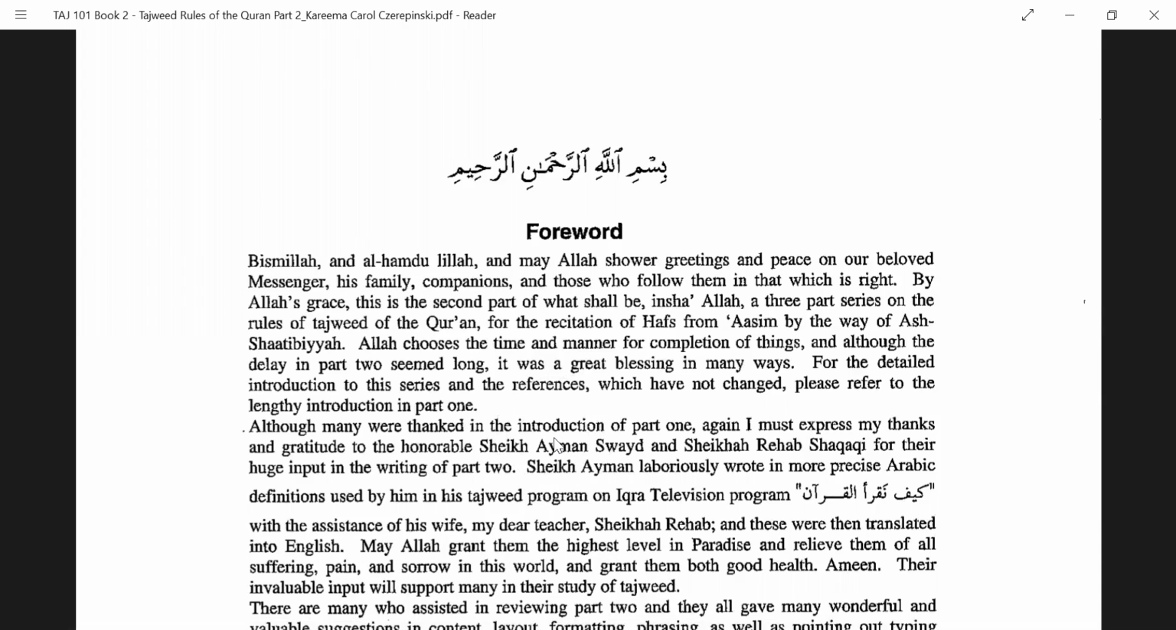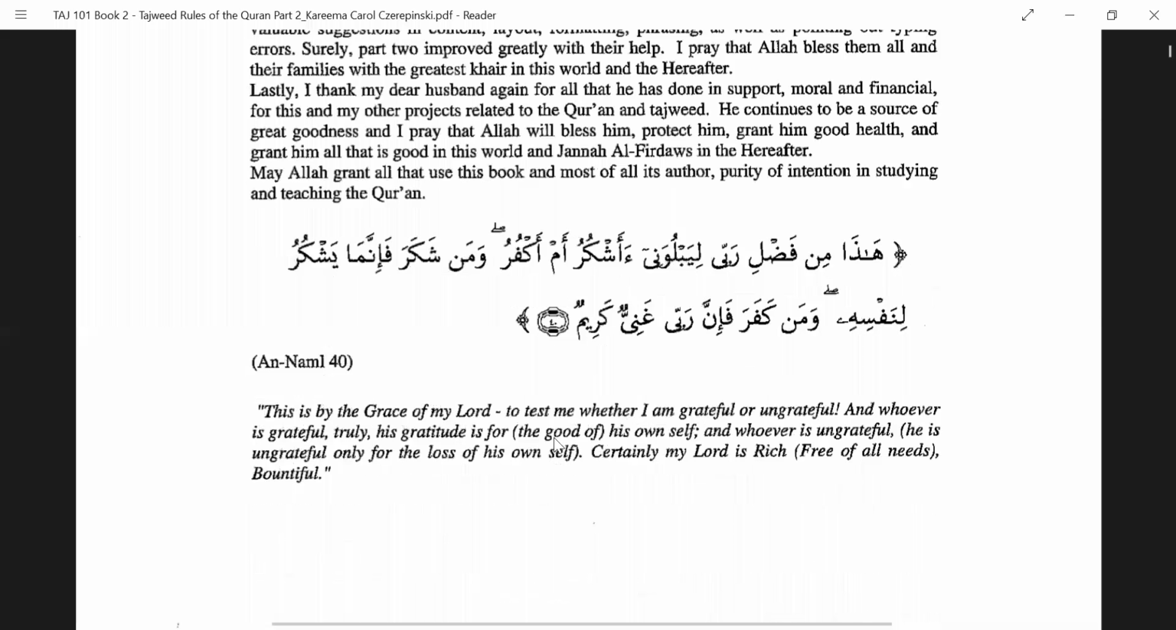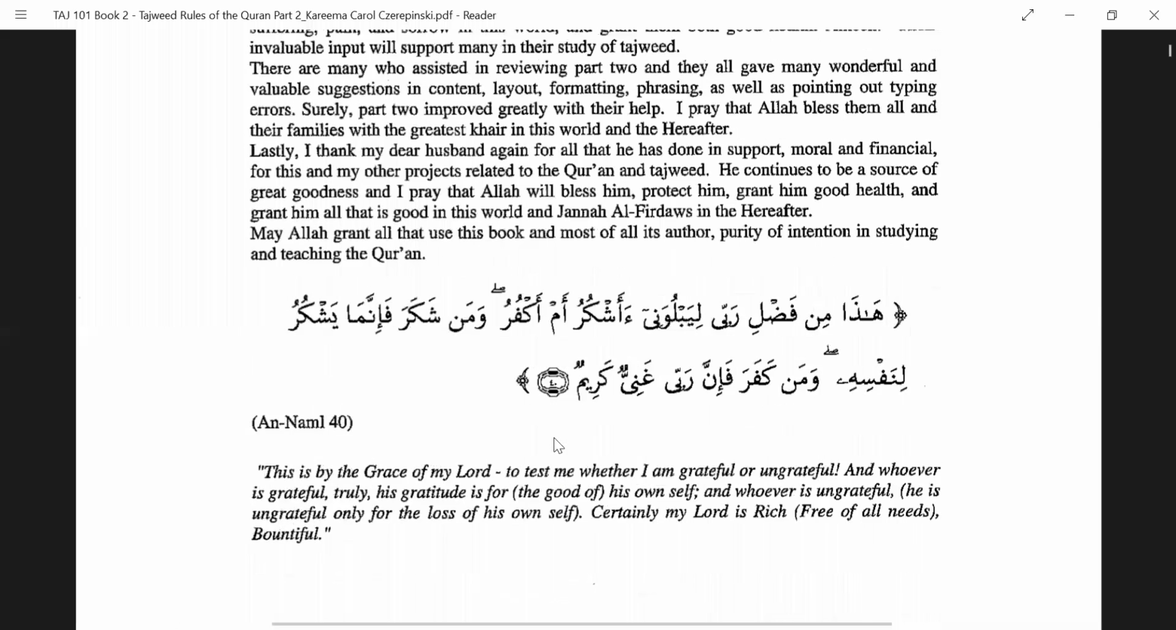Even until now, of all the Tajweed books that I've come across, this is the most detailed. Recently many books have come up, but those are more on the basic level. So this is a very good book if you want to know all the details.